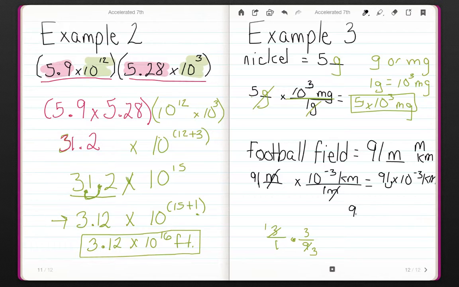So 9.1 times 10 to the negative 3 plus 1, because I'm moving my decimal one place to the left, I'm adding one place to my exponent. So 9.1 times 10 to the negative 2 kilometers.